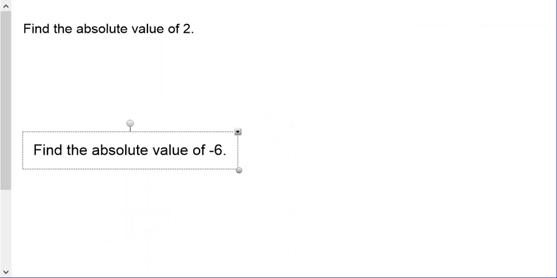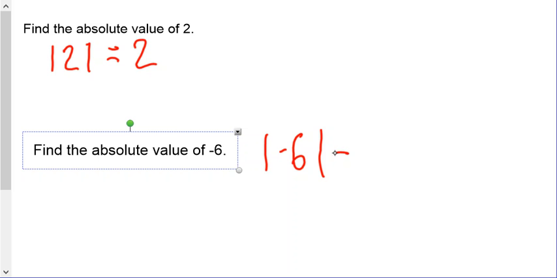All right, let's take a look at a couple examples. Find the absolute value of 2. Whenever you see a number inside these 2 walls, that is referring to absolute value. So the absolute value of +2 is 2. Find the absolute value of -6. The absolute value of -6 is equal to +6 because it is 6 integers from 0, 6 numbers from 0.